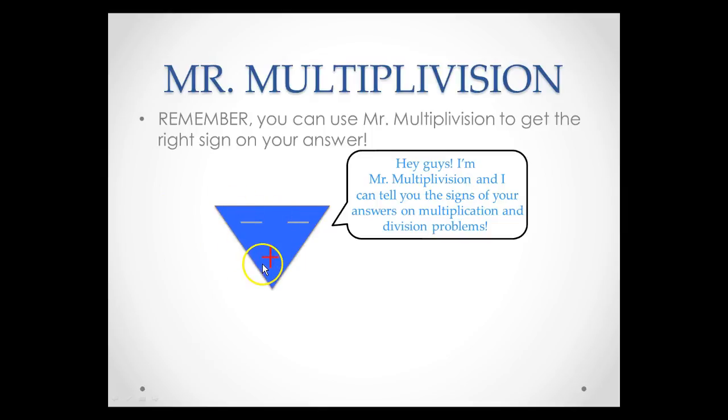And when you're using Mr. Multiple Vision, all you have to do is cover up the two signs of the problem. So for example, let's say we had a question, -2 times -4. We have a -2, so I would cover up this negative, and we have a -4, so I would cover up this one, leaving the positive sign open. So that would tell me that a negative times a negative is a positive. If you had a question such as -2 times +1, we would cover up the negative for the -2. We would cover up the positive for the +1, but we would still have a negative left open. So that would tell us that our answer would be negative.